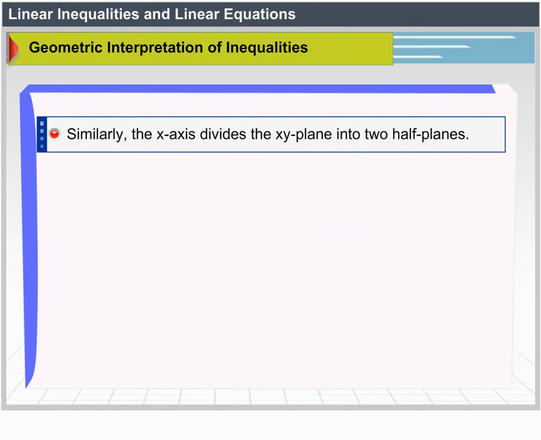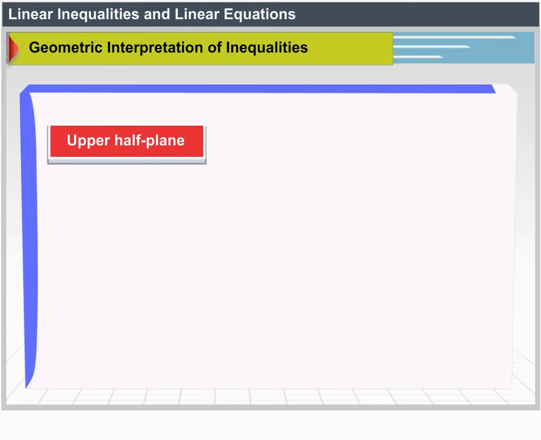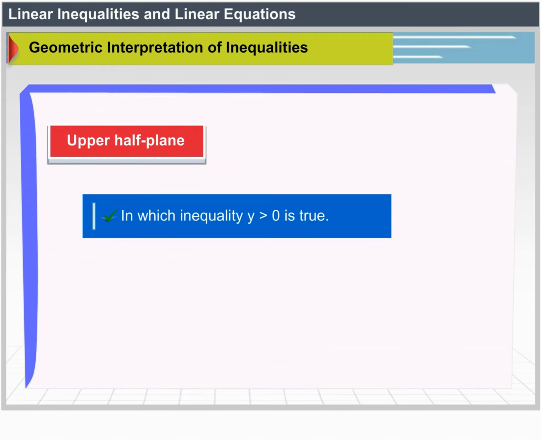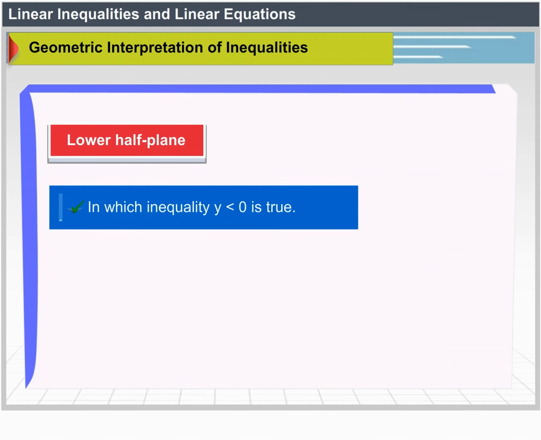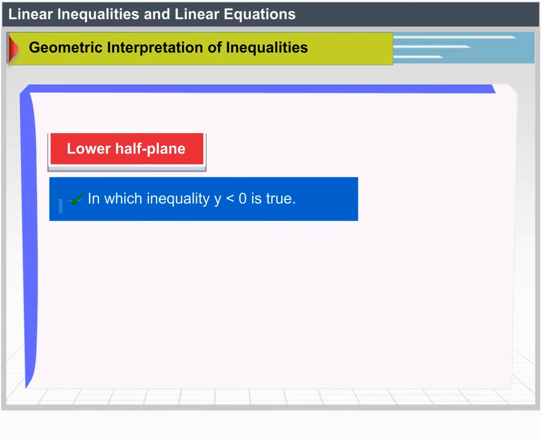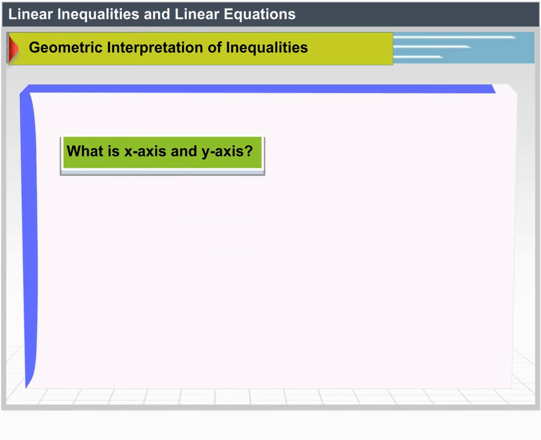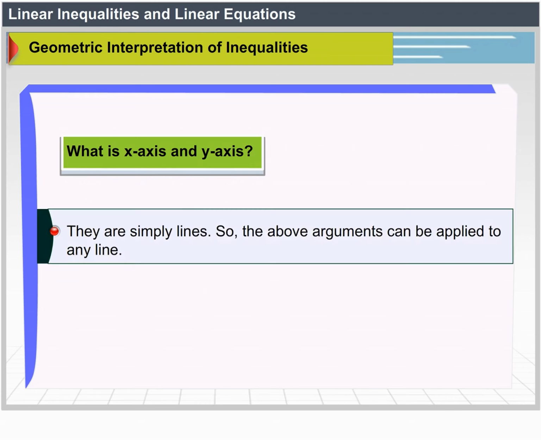Similarly, the x-axis divides the xy plane into two half planes. Upper half plane, in which the inequality y greater than 0 is true. Lower half plane, in which the inequality y less than 0 is true. What are the x-axis and y-axis? They are simply lines. So, the above arguments can be applied to any line.